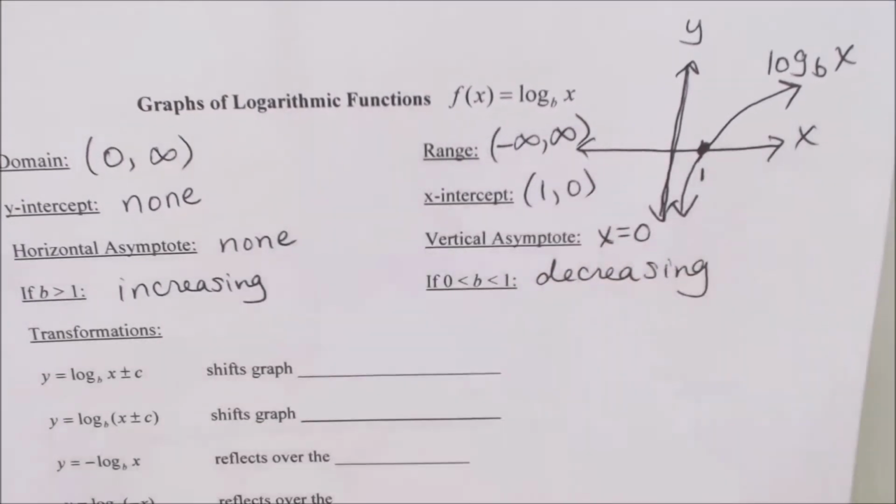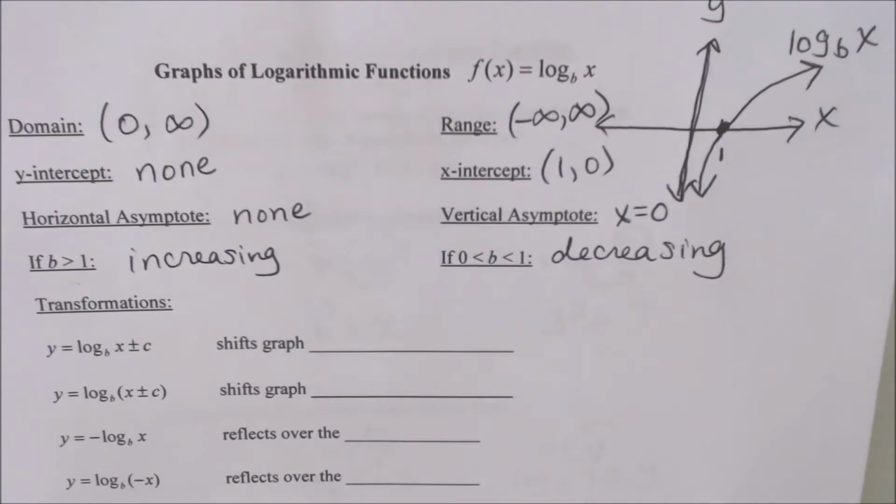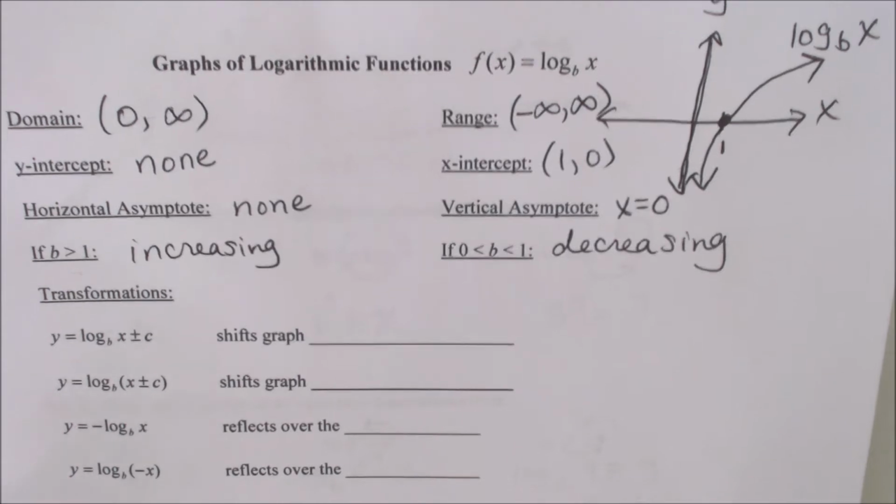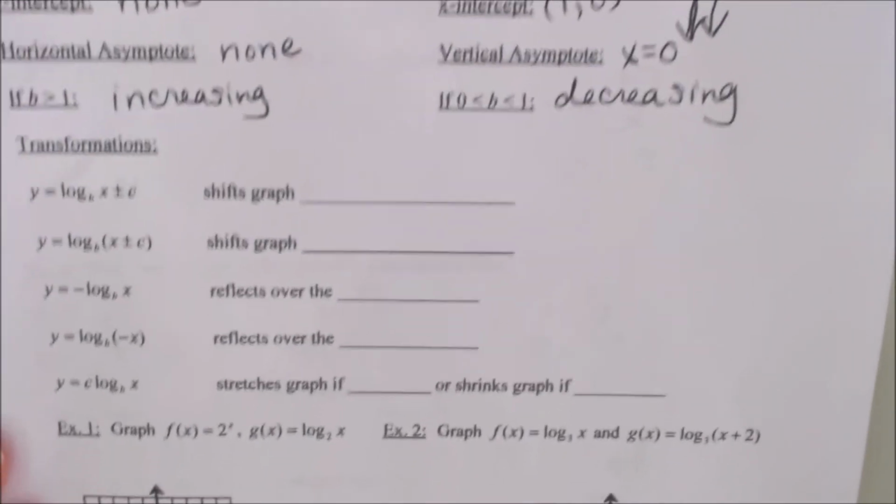And we're not going to get really complicated with these graphs. I just want you to have a basic idea of what they look like. And the b, just like it did with exponential functions, the base affects the steepness, but I'm not so concerned about how steep you make them as long as you have the right basic shape. The transformations, though, are the same as they were for exponential functions.